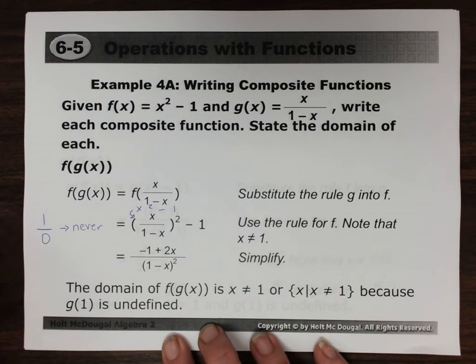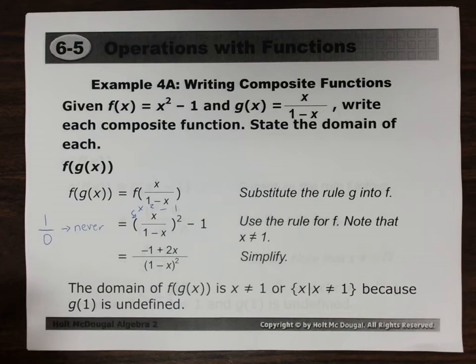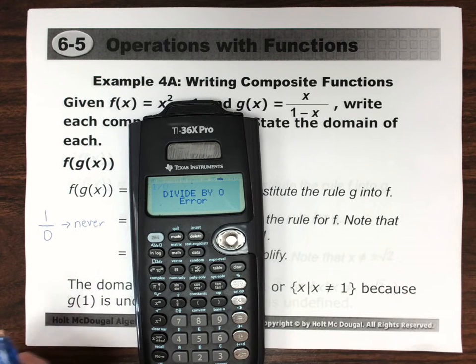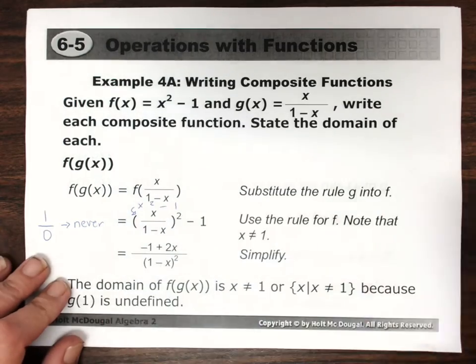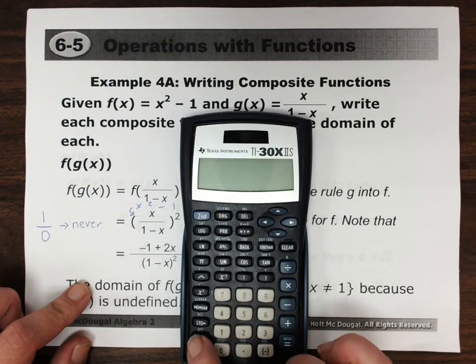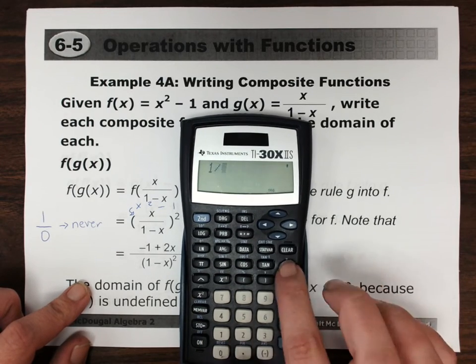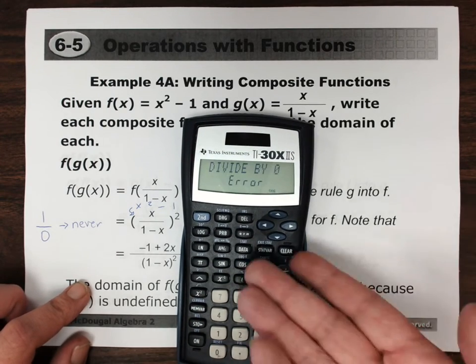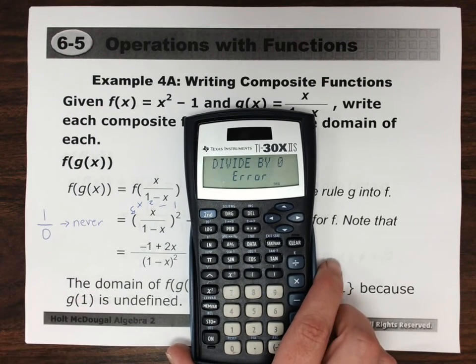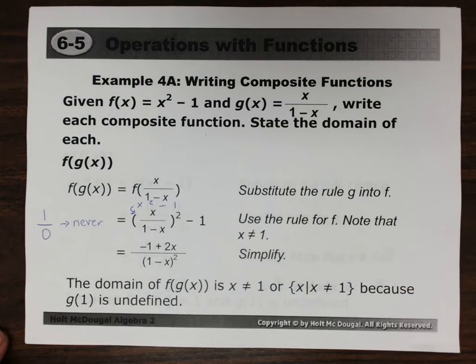If you put it into your calculator, and let me show you here, if I take a 1 and I divide it by 0, I get divide by 0 error. And on some calculators, let me show you my TI here. On this calculator, if I take 1 and I divide by 0, again, it says divide by 0 error, because you cannot divide by 0. It's like trying to give something away to no one.